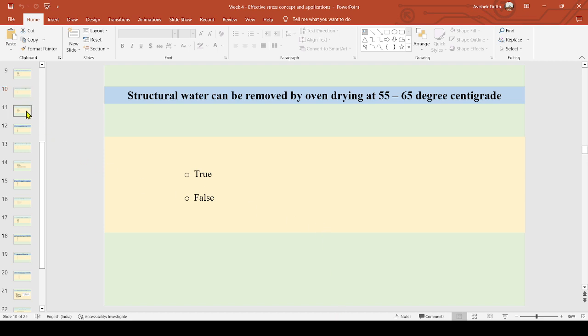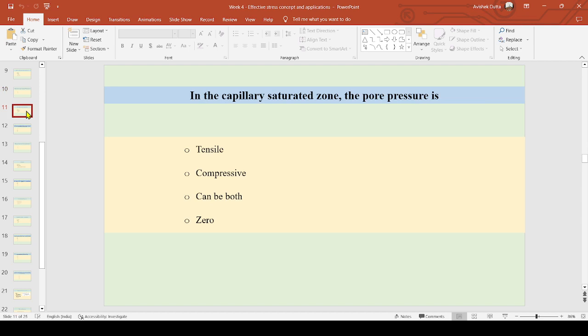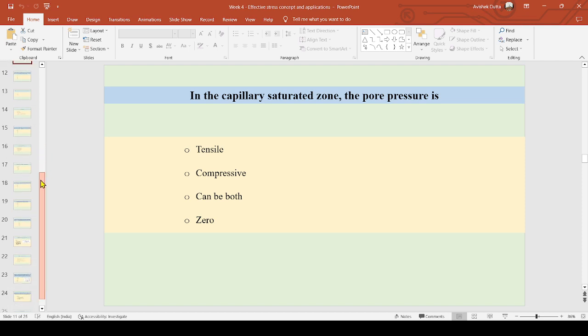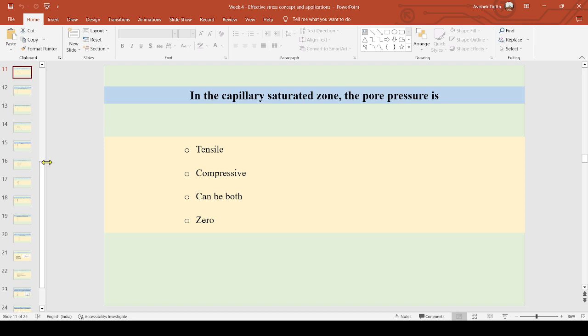Next question. In the capillary saturated zone, the pore pressure is tensile, compressive, can be both, or it is 0.